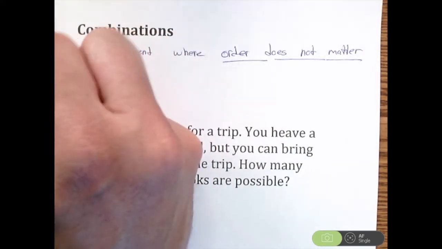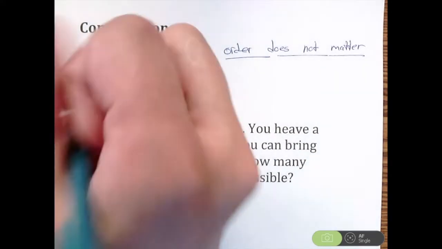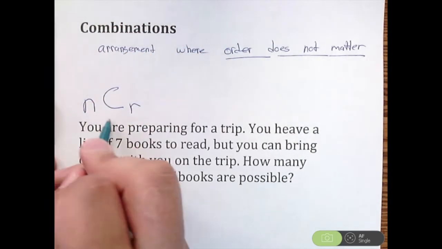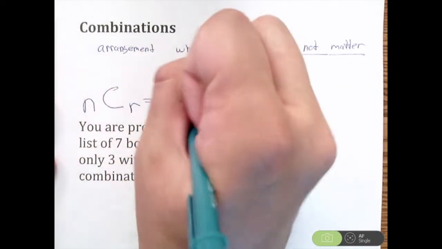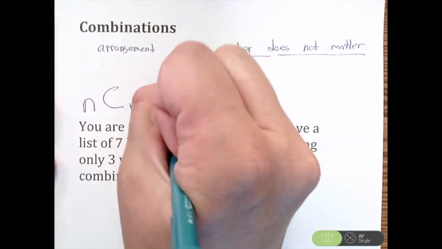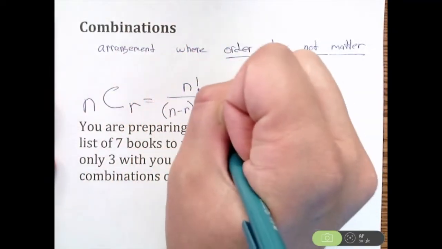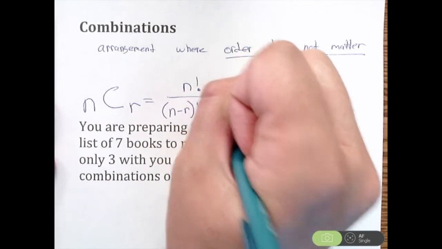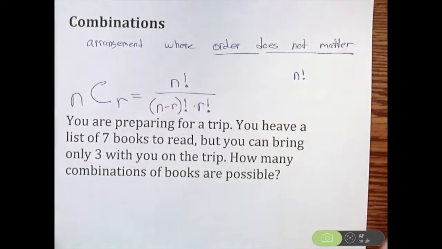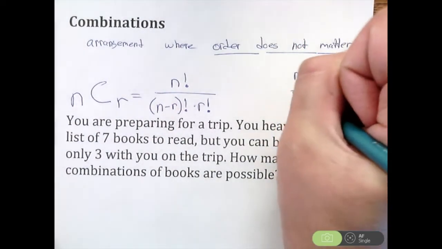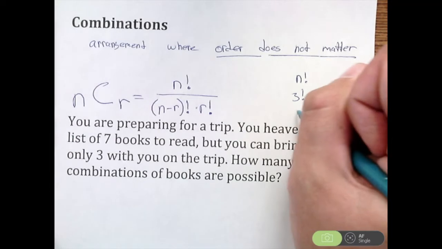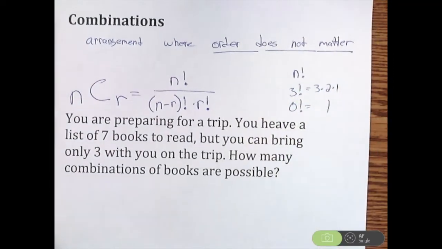So we do have a formula for this. We have n total objects, C for combinations, and we're going to choose r of them. n choose r. The way this works is we have n factorial in the numerator, and in the denominator, we have n minus r factorial times r factorial. If you're not sure what the exclamation point means, that is a factorial. For example, 3 factorial is 3 times 2 times 1. Do know there is a special case where 0 factorial is just 1.